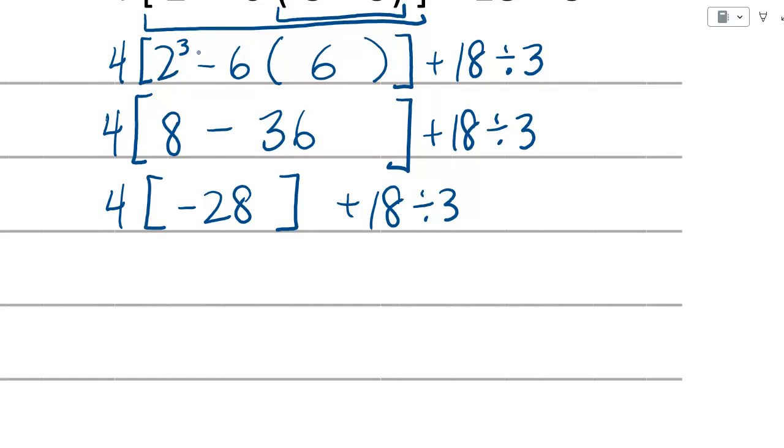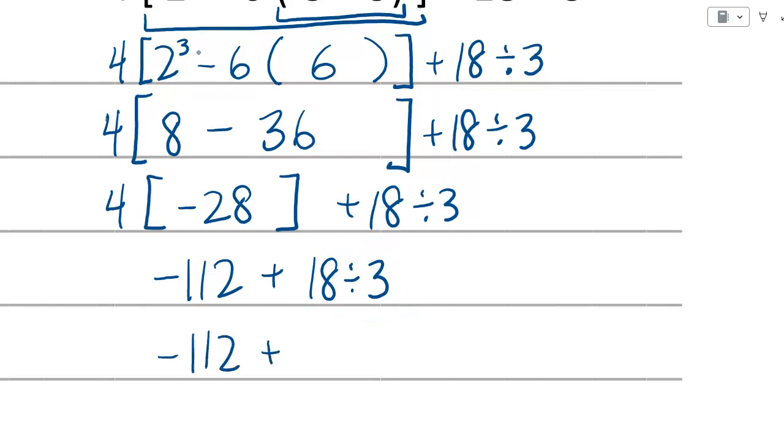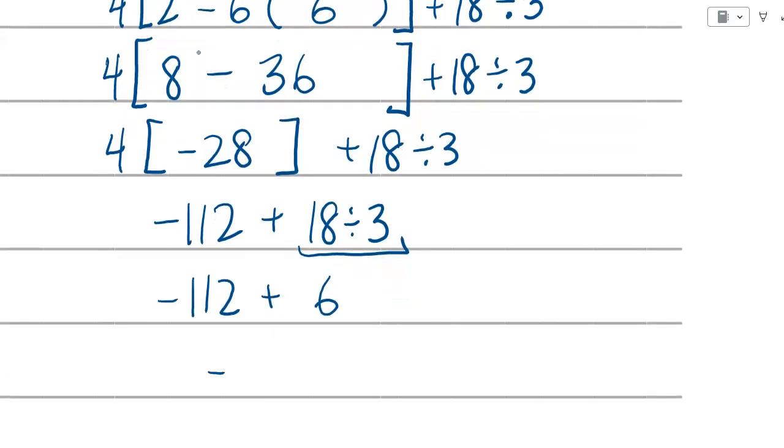Subtract, keep the sign of the larger absolute value. And then as we go left to right, it's just multiplication and then division, before we move on to addition and subtraction. There are no more grouping symbols, no more operations to do within the grouping symbols, and no more exponents. So 4 times negative 28 comes out to be negative 112 plus 18 divided by 3, and we already know the division's coming next. So bring down that negative 112, and then 18 divided by 3 is 6. Negative 112 plus 6, again, watch out for those integer rules.